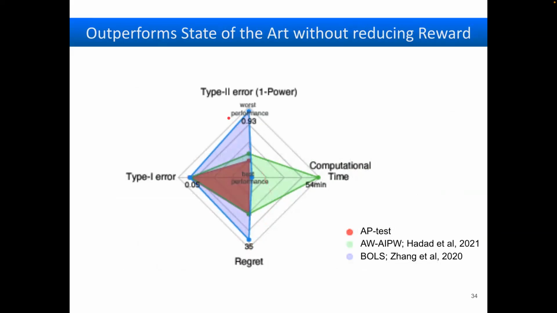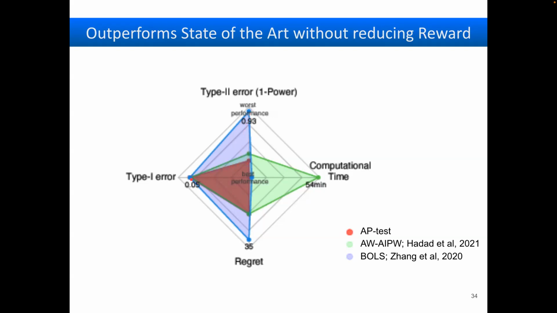But in this graph, what you're seeing here is this trade-off. A more extreme value is bad. So now we plotted, just to confuse you, the opposite: Type 2 error, 1 minus power, right? Type 1 error, false positive rate. Regret is the opposite of reward. It's like how much worse you did than you could have done by giving people a good intervention. And also computational time. So what you see with the allocation probability test is that it does better in terms of power, right? Than, for example, BOLS.